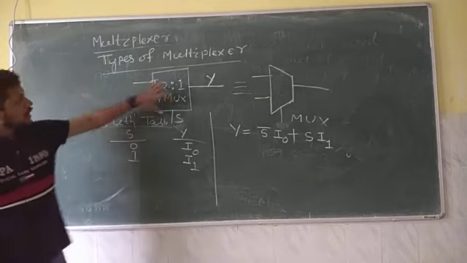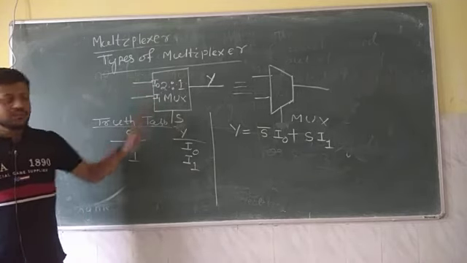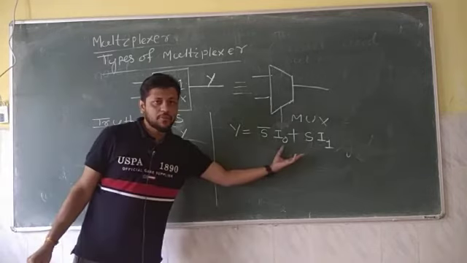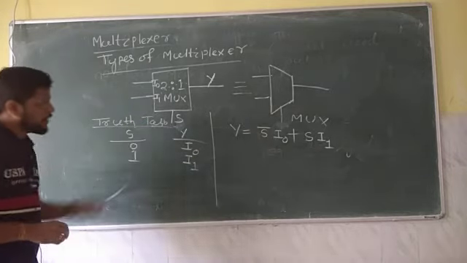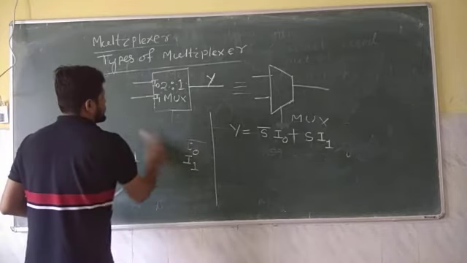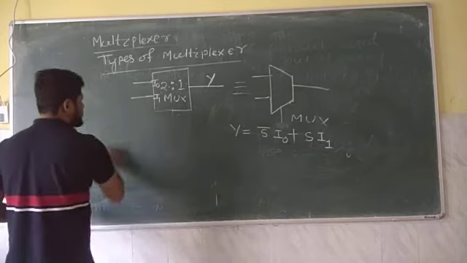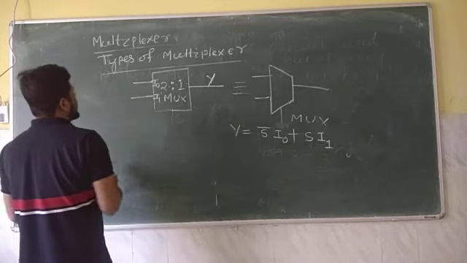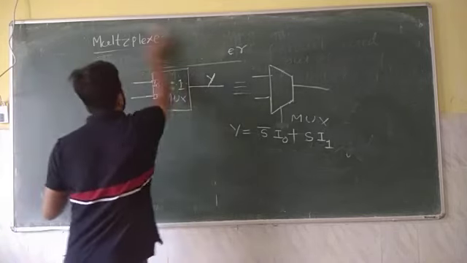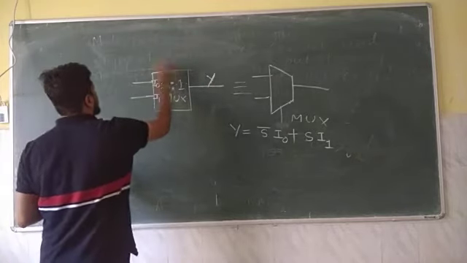Now I am going to design this box. This is not just a box, this is your combinational circuit. I am going to implement this by using a logic circuit. So this is the design of your 2:1 mux.